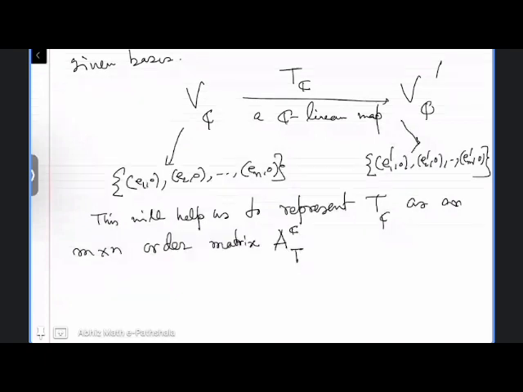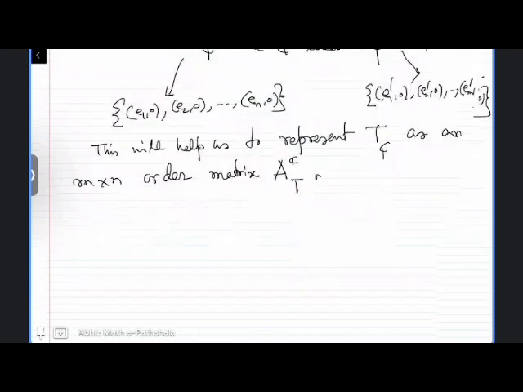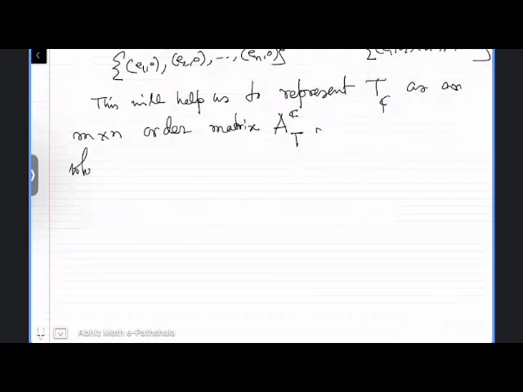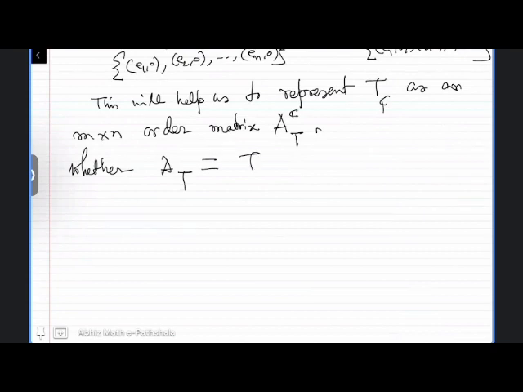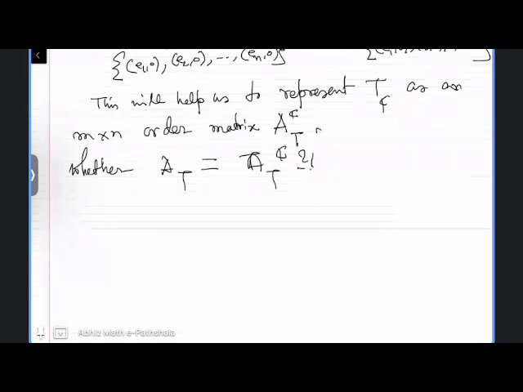Now the question is whether A_TC will coincide with A_T. So the question is whether A_T equals A_TC. Are these the same or not? So what would be our conclusion?